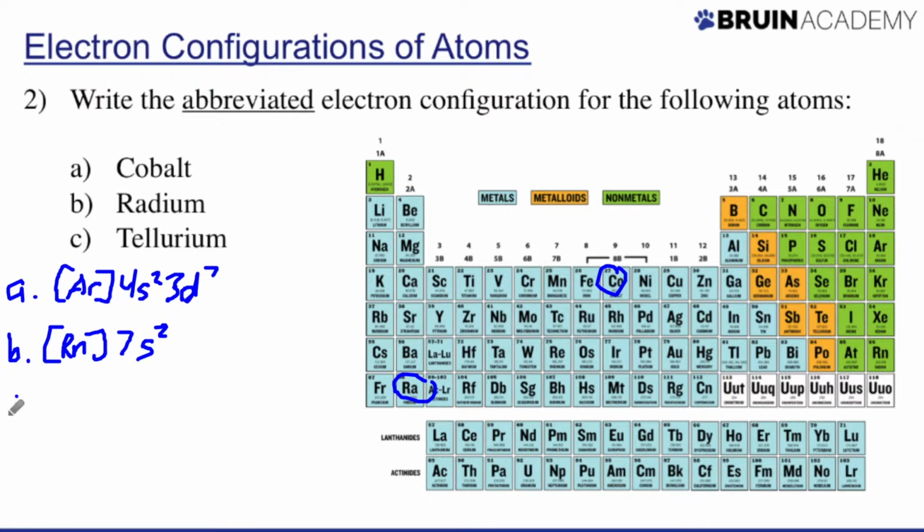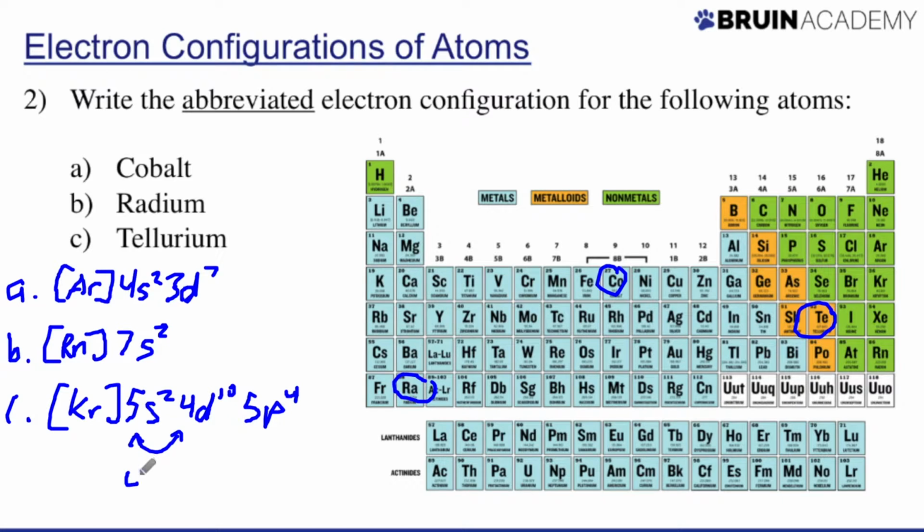And then finally, we can do tellurium. Te is right here. The noble gas before is going to be krypton, so I write that in brackets. I move to the next row, which is row 5, S block, so 5s2. And then I get to 4d, right, because I subtract 1, 4d10, and then 5p, 1, 2, 3, 4, 5p4. And then remember, just switch these guys around, right? Because you want the 4 to come before the 5. So we write 4d10, 5s2, and then 5p4.